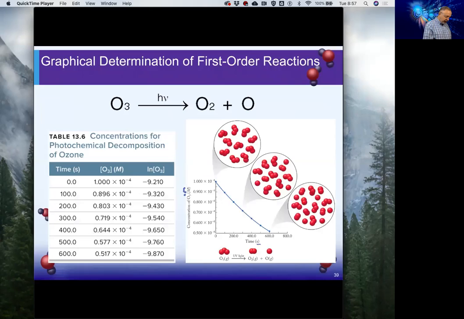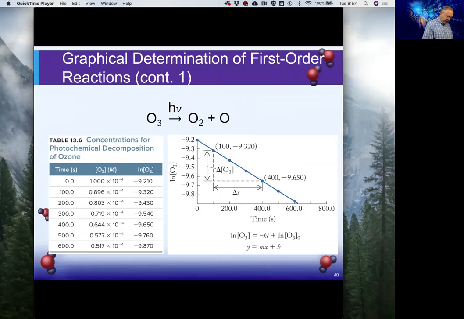So notice that they have taken the natural log of the concentration of ozone, because now they're going to test it against the first order law. They told us already that it's first order, so they're verifying that it's first. So let's go to the next slide. Now here you have the natural log of ozone versus time, and you can see clearly that it is a straight line. And it looks pretty good for an experiment.